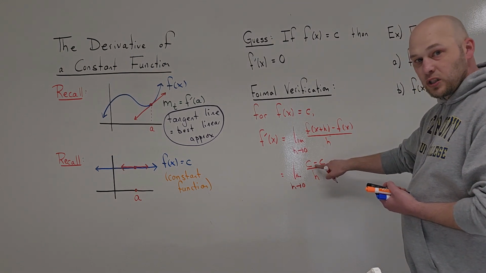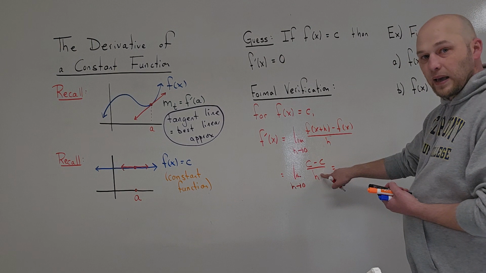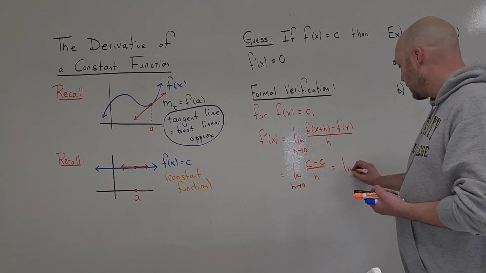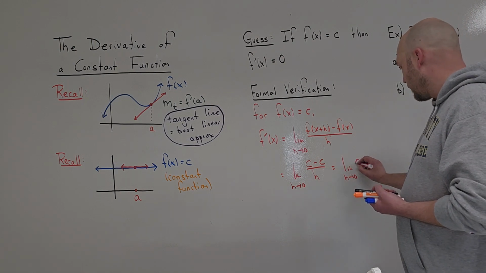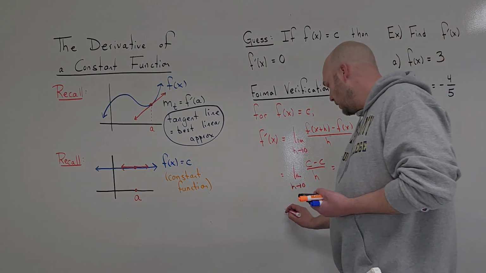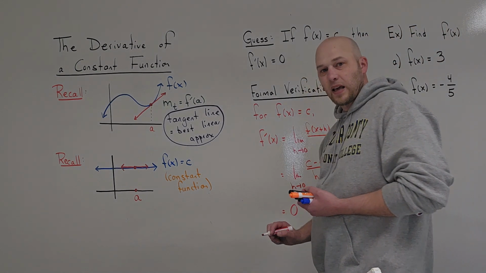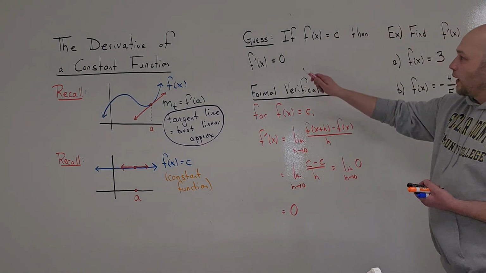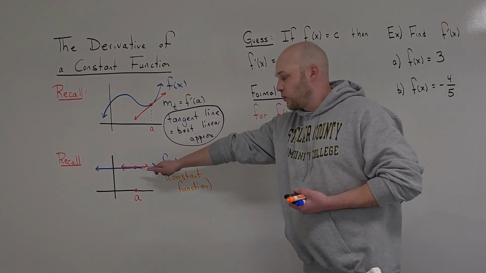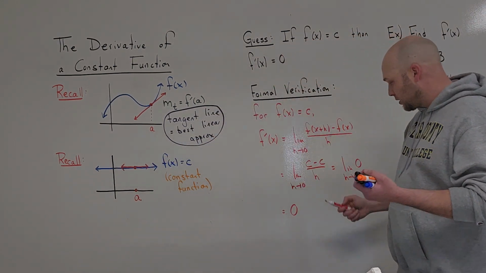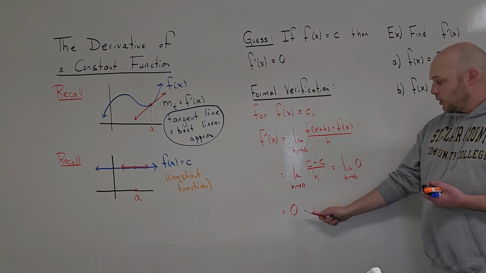Prior to evaluating the limit, we simplified the expression. c minus c is 0. 0 divided by h would be 0, giving me the limit as h goes to 0 of the constant 0, and we know that the limit of a constant is just that constant. Therefore, our educated guess, based on the graph of a constant function, that the derivative is 0, was correct.